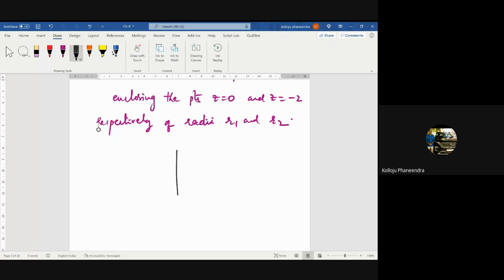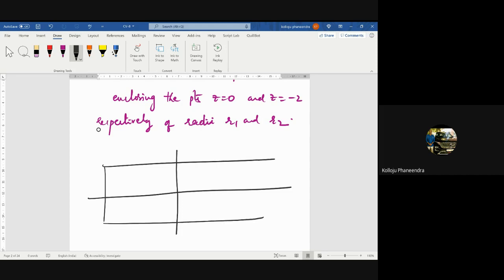This is the rectangle, for the Cauchy extension theorem problem. This is z equal to 0. I'm taking z equal to minus 2 here. This is the boundary of the curve C, the rectangle. Now, with z equal to 0 as center, construct one circle, that is C1. Same logic, with z equal to minus 2 as center, construct another circle, C2.